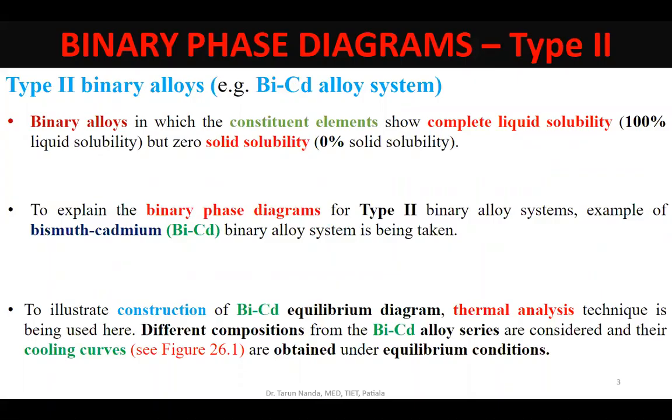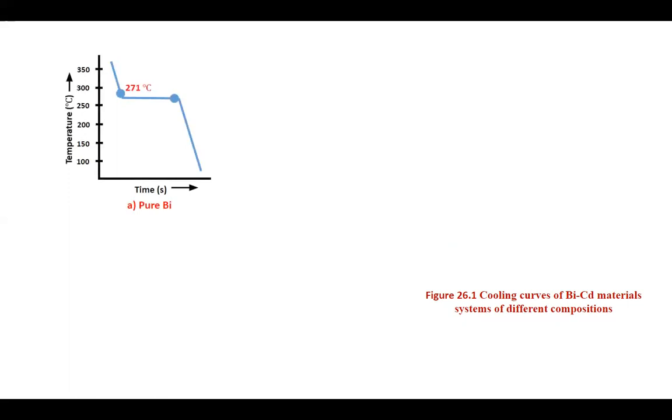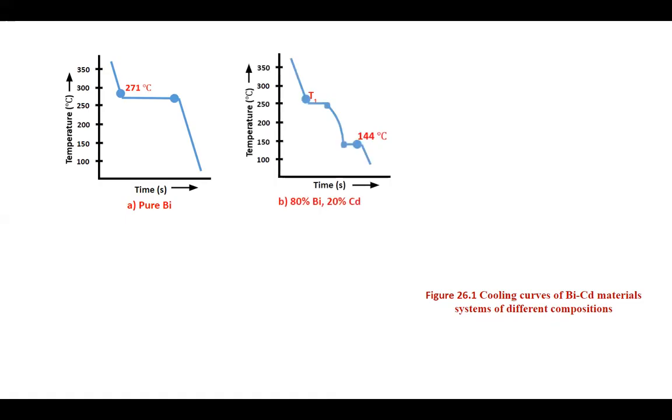So like this, we get a series of cooling curves, and here are the cooling curves that I am showing to you. The first we have for pure bismuth. Pure bismuth, being a pure element, solidifies at a single temperature. Its melting temperature is 271 degrees centigrade. Then we come to an alloy of bismuth and cadmium where we have taken 80% bismuth and 20% cadmium. You can see the solidification starts at temperature T1, and then it proceeds and finishes at 144.